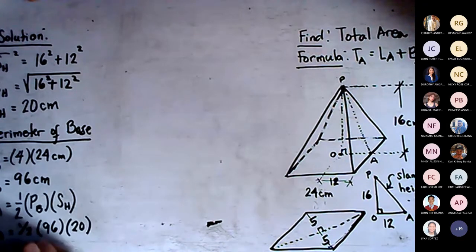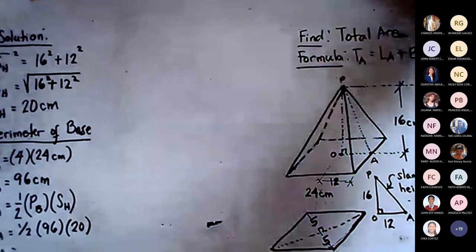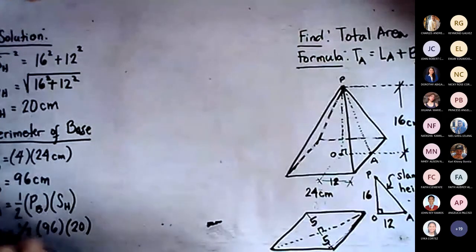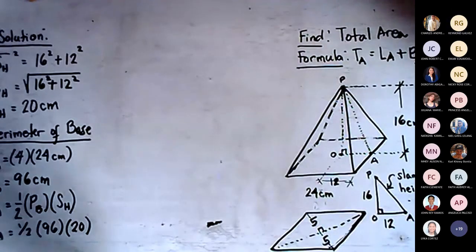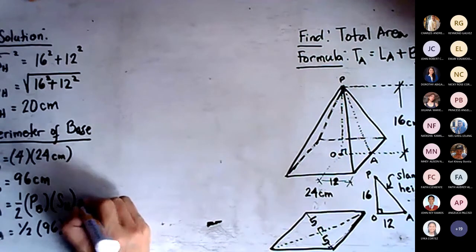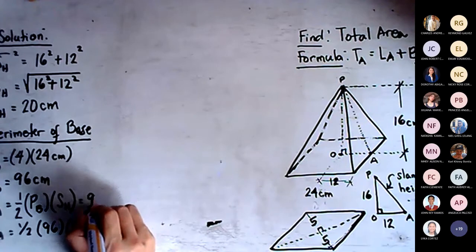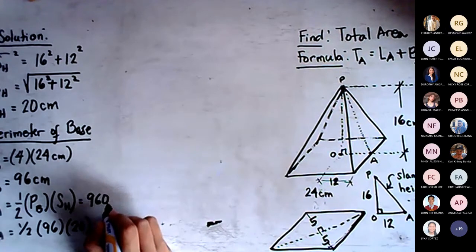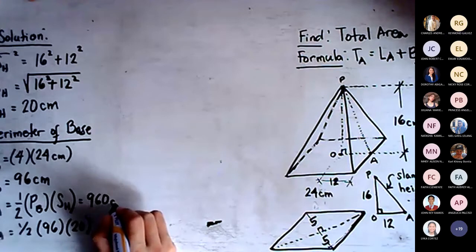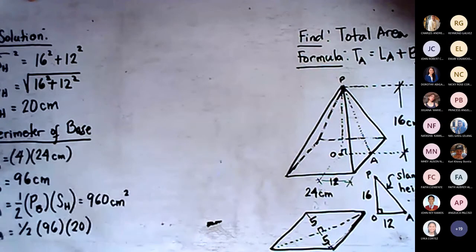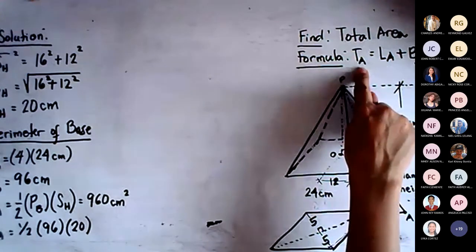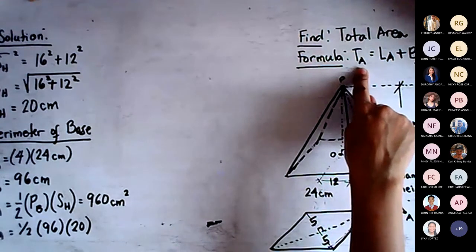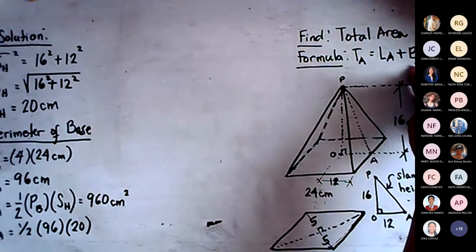So what is the lateral area? Kindly compute. 960 po. 960. The unit is? Centimeters squared po. Okay, square centimeter. So we have 960 square centimeters. That is the lateral area. But take note, the question is total area. So we have yet to determine the area of the base.